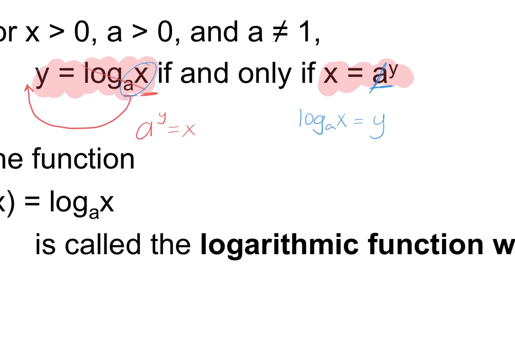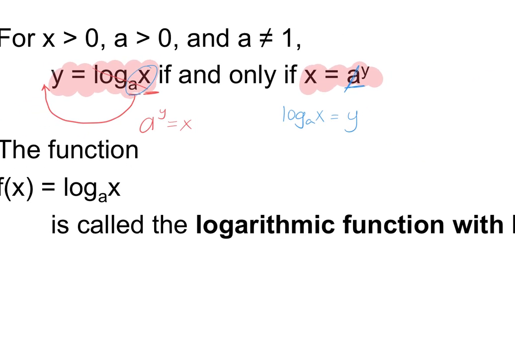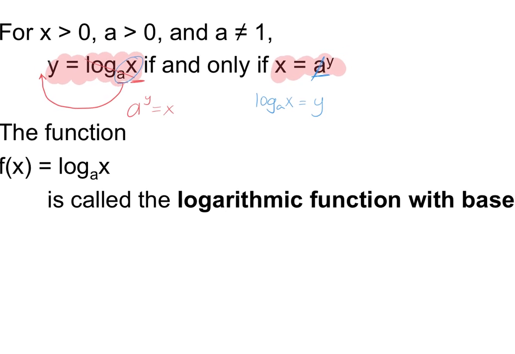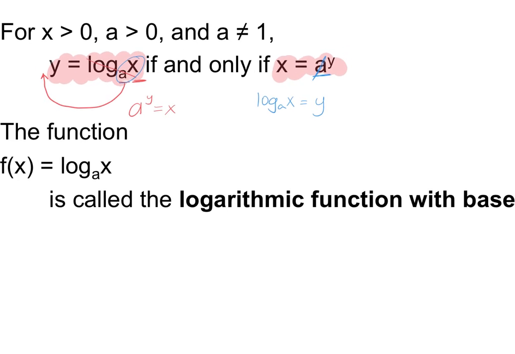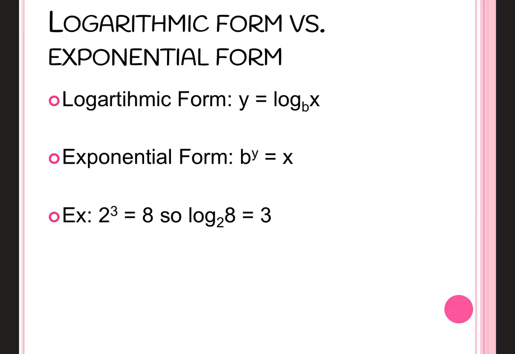So the very foundation is converting one from the other. This is called a log function because we now have f of x in there, which means these would still pass your one-to-one vertical line test because they're still functions. All right, so again, log form, y equals log base b of x. Exponential form, b to the y equals x.